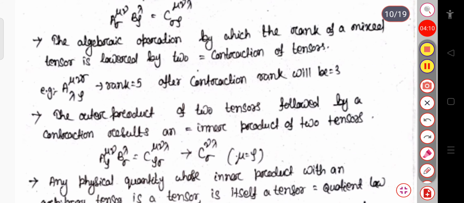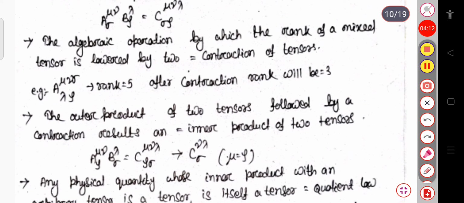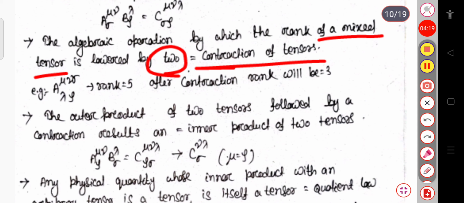Now the next: the algebraic operation by which the rank of a mixed tensor is lowered by 2 is called the contraction of the tensor. That is, in the case of contraction of the tensor, the rank reduces by 2. Suppose here we have A mu nu sigma and here lambda rho. So the ranks are 1, 2, 3 and here 4, 5, so the total rank is 5. After contraction, the rank will be 5 minus 2, that is 3.